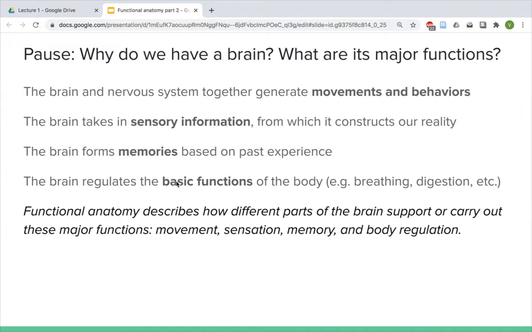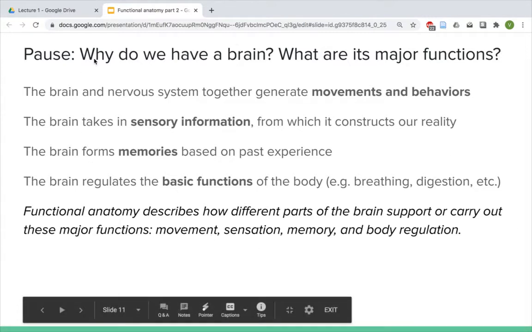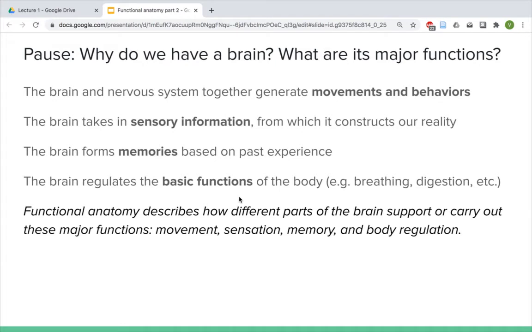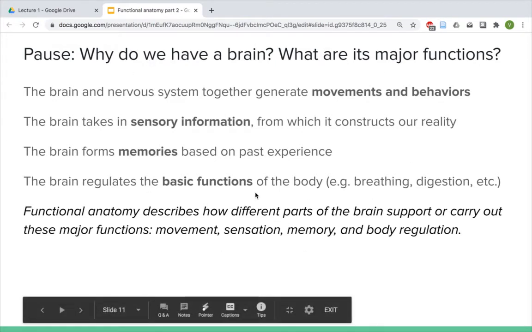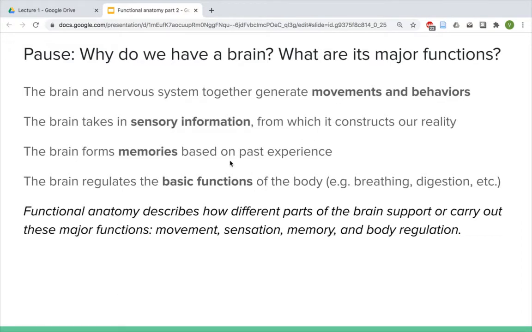things. So when we talk about functional anatomy, what we're trying to do is figure out how the brain contributes to one or more of these basic functions. So when we're thinking about a part of the brain, let's always try to think back to these basic functions that we have, whether it's behavior or regulation of the body or memory.